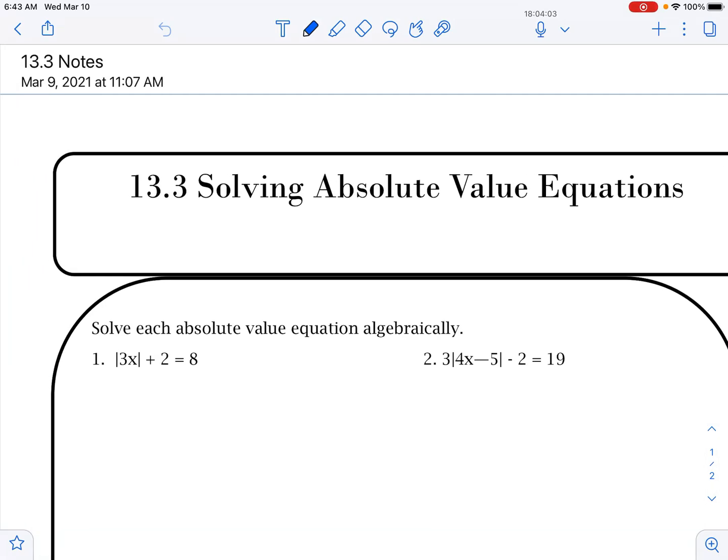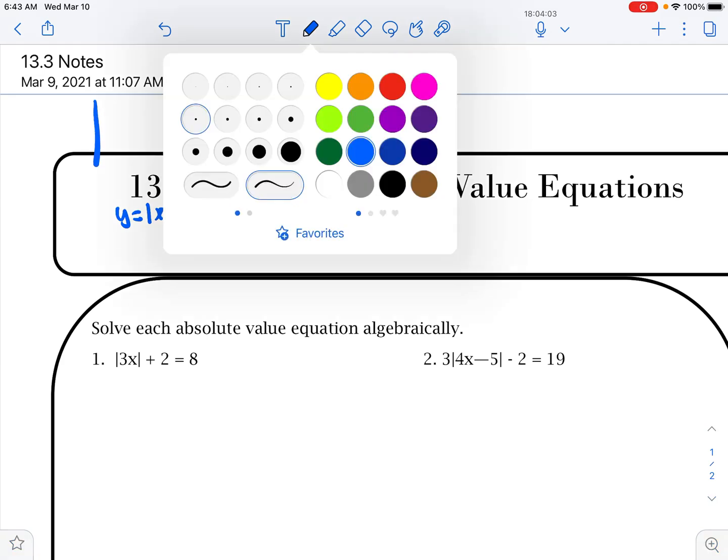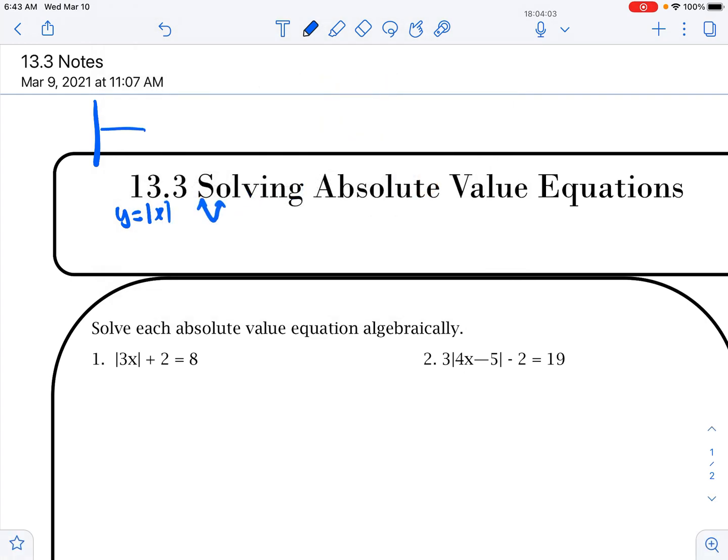So now we look at solving absolute value equations. Just a reminder to graph them. Anytime we had y equals the absolute value of x, we had this V-shaped graph as we go through it. And so when we go to solving them, if I have a graph, and I put a V on there, an absolute value, so I'll just go like this.